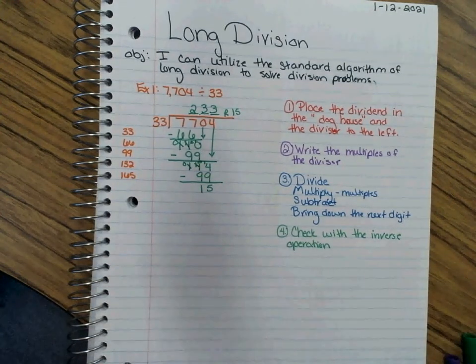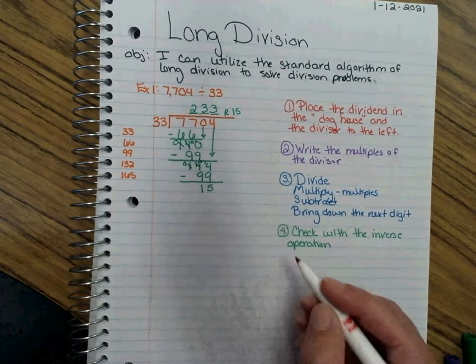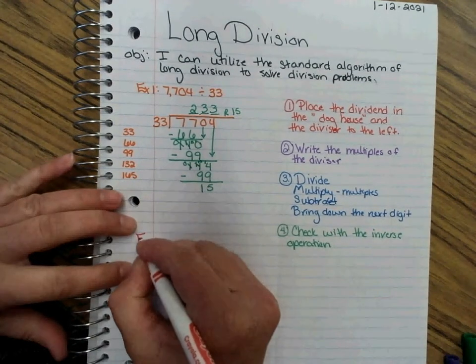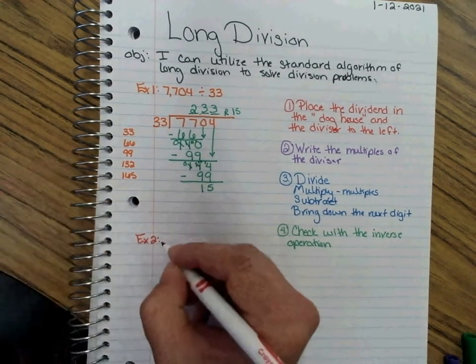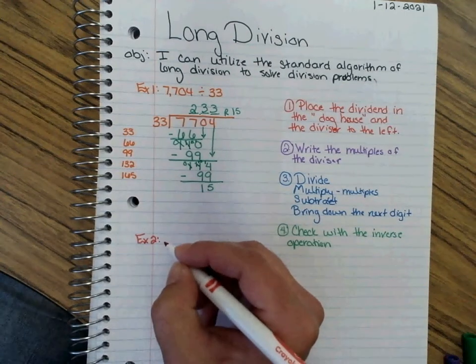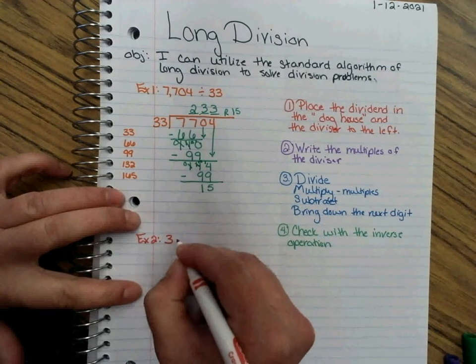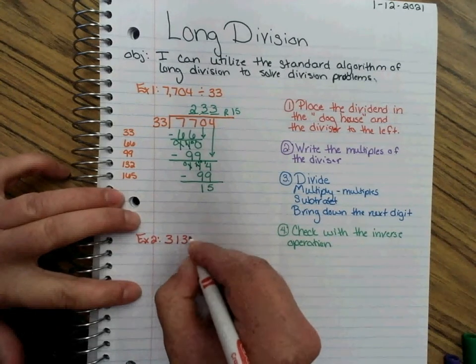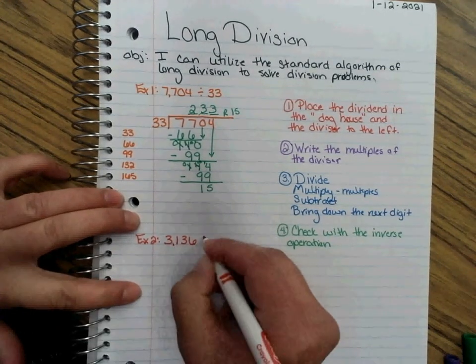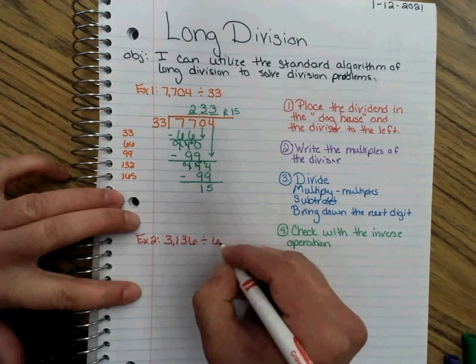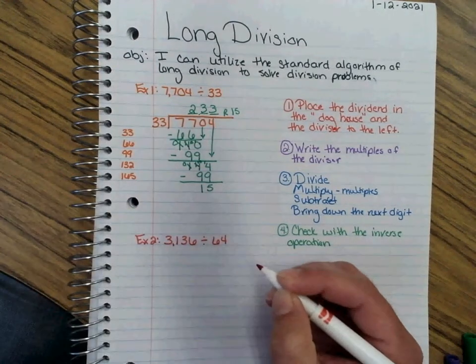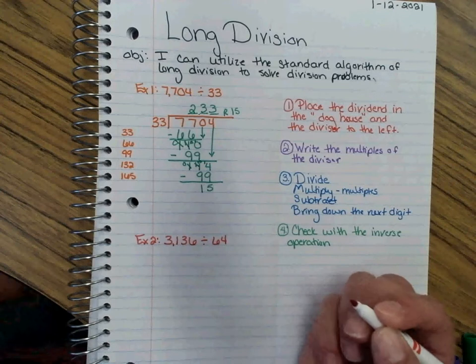So let's look at another example. And it's going to be a different example. So let's look at example number 2. 3,136 divided by 64.